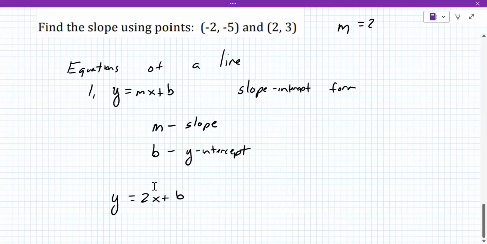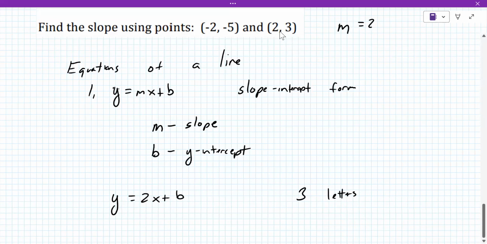Now how many letters do you see down here? Y, X, and B. So 3. There's 3 letters, 3 unknowns, maybe. If we know 2 of them, we can find the third. So do you have an X and a Y? Do you have an ordered pair? Yes. You have 2 of them.